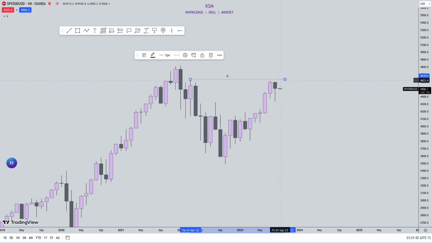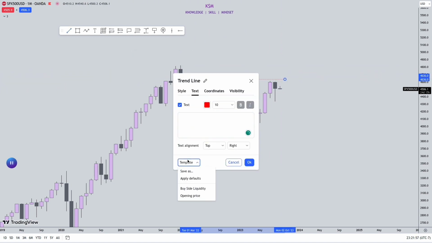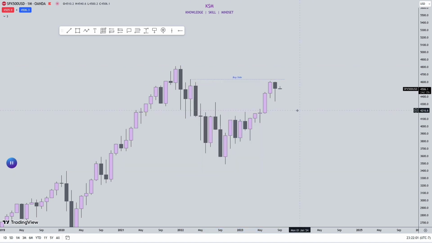So here we have buy side liquidity. You can see we're overall bullish and we will use that as a potential target in the future. This is the monthly chart again, so we'll look for that high to be swept, and it created relative equal highs as well.